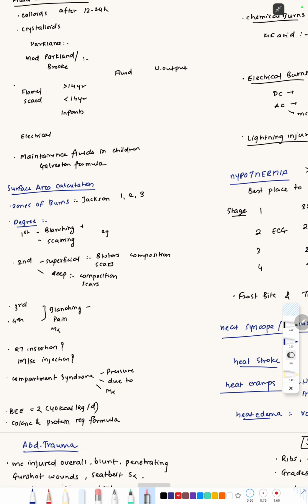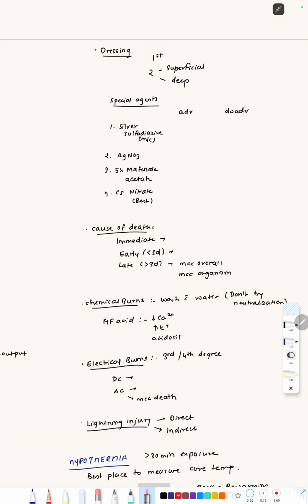Then the next is dressing material. So in the first degree burns, to expose the wound. For second degree burns, for superficial burns, Vaseline or paraffin gauze is applied or collagen dressing is applied. Now this is again second degree superficial burn, the example is scald injury. So scald injury also we go for collagen dressing or Vaseline or paraffin gauze dressing.